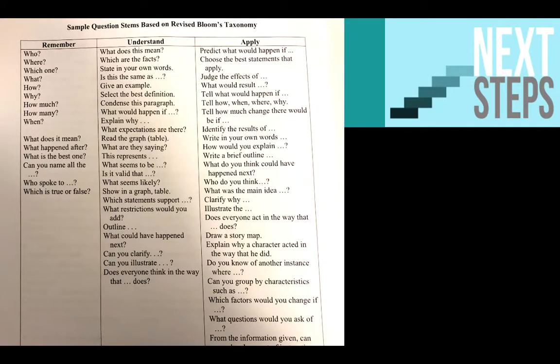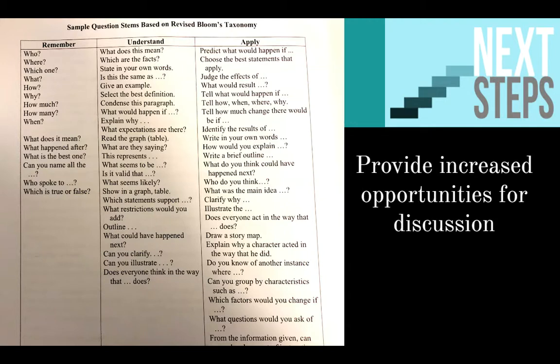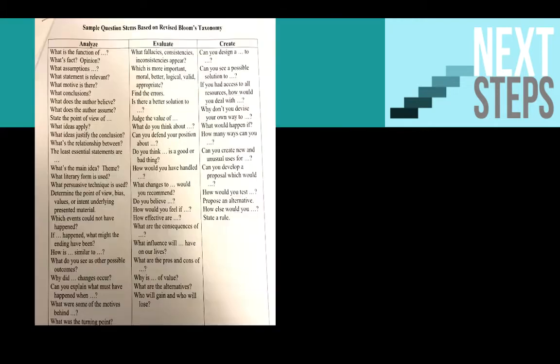So, what that looks like, once again, these are real-world worksheets that you will be getting this week in your child's folder, so have a look. Provide increased opportunities at home or on your projects for discussion. Look at here. This goes into Bloom's taxonomy, which basically means how do we move through our levels of thinking? What does it mean? What happened? So just simply ask these questions. What is the best one? Why did you pick that design versus the other one? Once again, another real-world example.